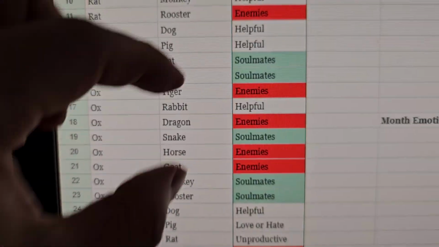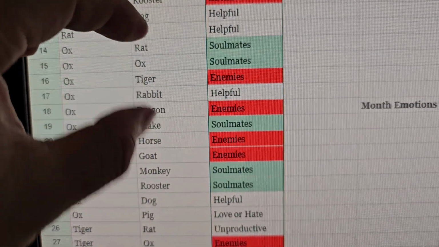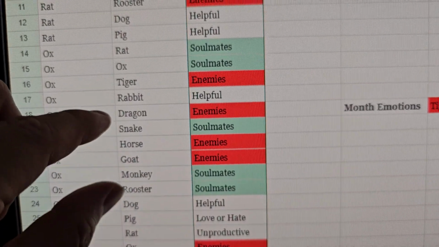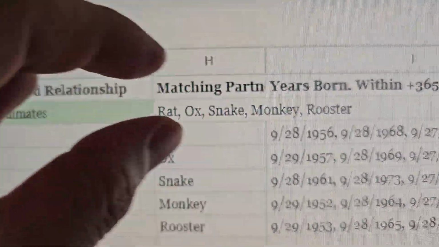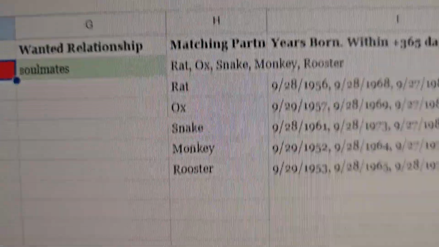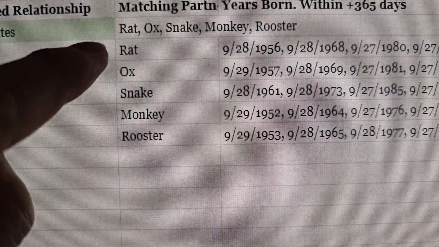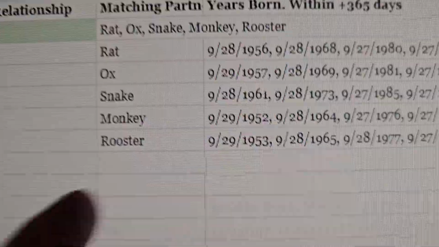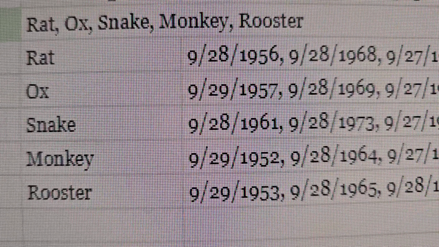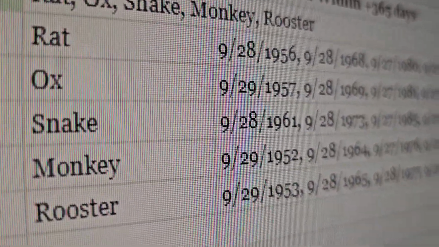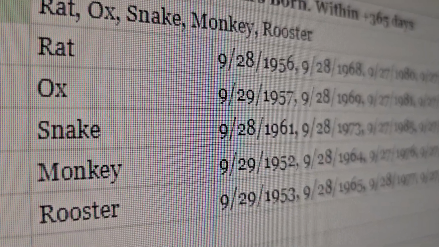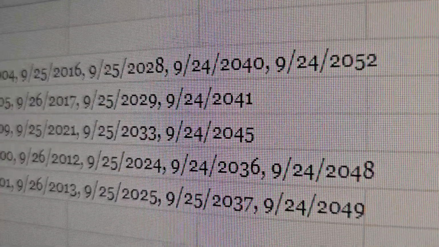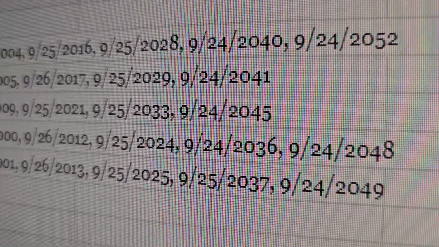So what we did do is all these soulmates categories, we just take all the green soulmates matches, rat, ox, snake, monkey, rooster, and we print them right here. Rat, ox, snake, monkey, rooster, ta-da! And then we itemize them. Rats are born on these dates. Oxes are born on these dates. Snakes are born, monkeys, and these are all different dates, as you can see. These are all different dates for when rats, ox, snake, monkeys, and roosters are born. Even into the future, this tells you when they're going to be born.